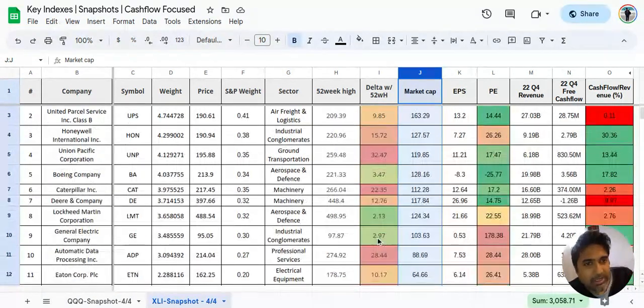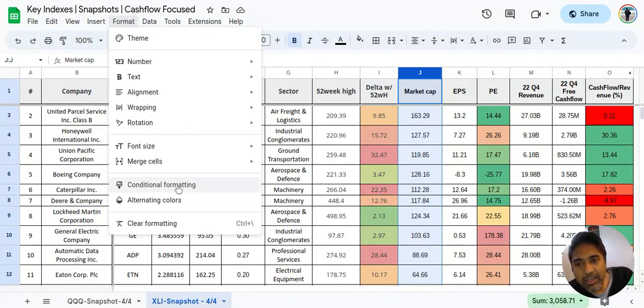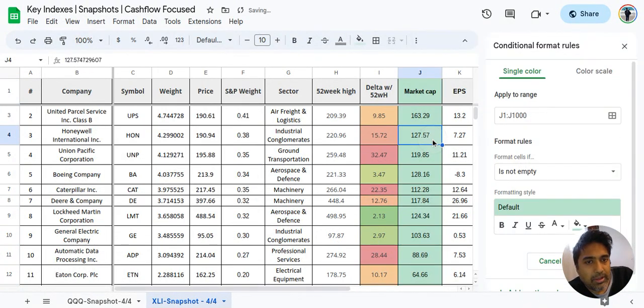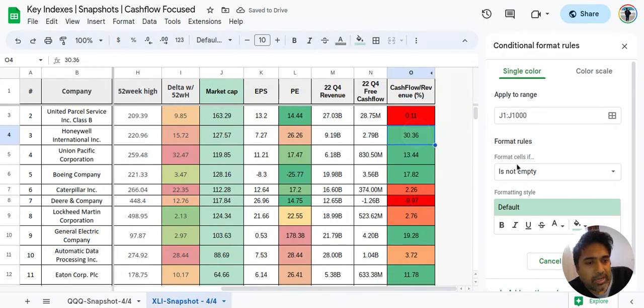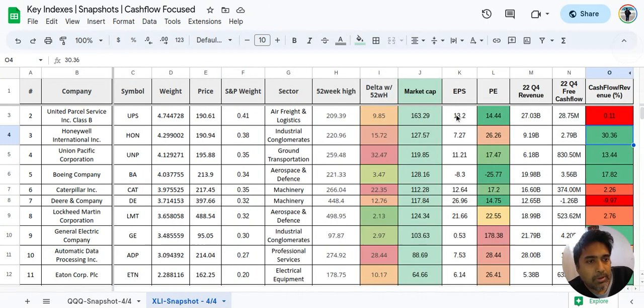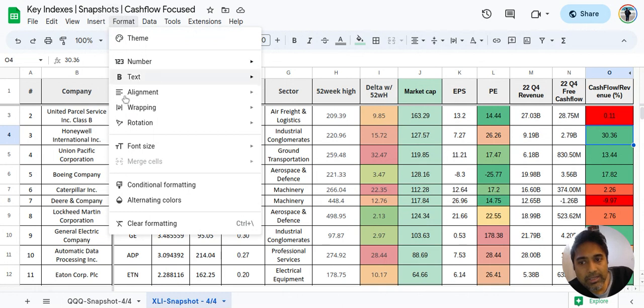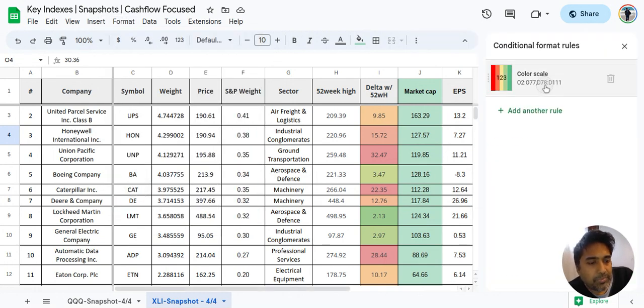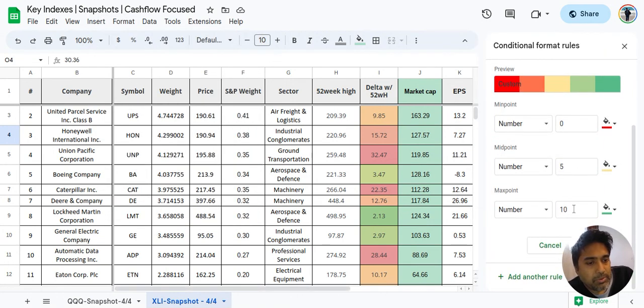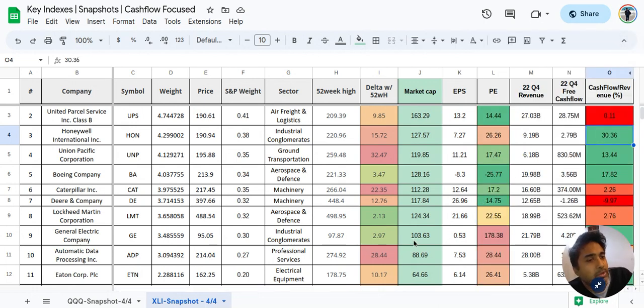Let me just quickly check. If I go here and look at the column, conditional formatting, yeah, if it's more than 10% it's green, right? So the stake is lower here in XLI versus in QQQ. Even with the lower stake, around 40% to 50% of companies are making 10% plus positive cash flow as a fraction of their revenue, right?